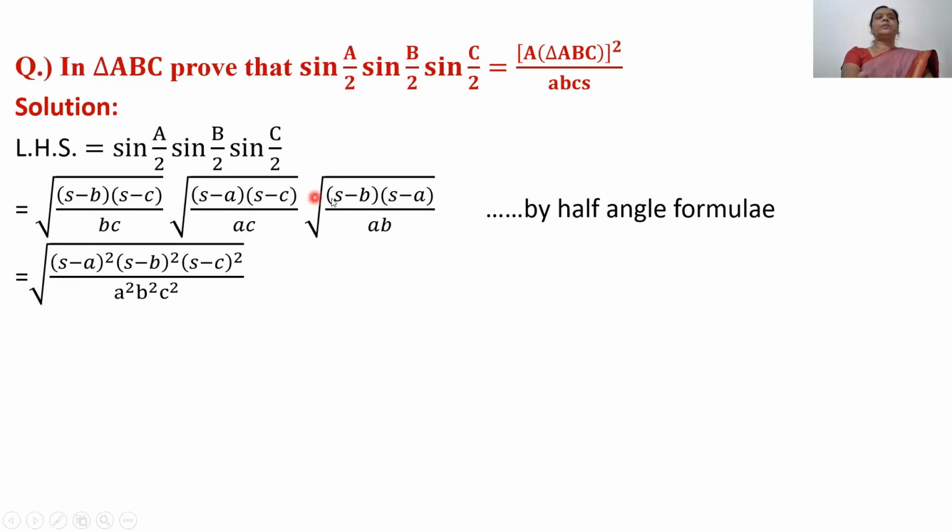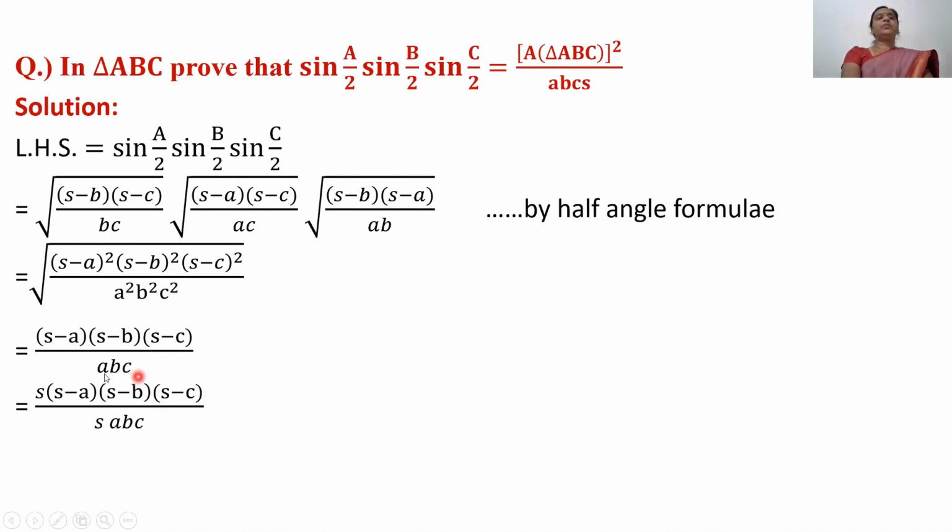This S minus B 2 times, S minus A 2 times, S minus C 2 times, therefore under root, or in the square root, S minus A square, S minus B square, S minus C square. Here A, B, C again come 2 times, therefore in the division A square, B square, C square. And if we take the square root, then this will be S minus A, S minus B, S minus C divided by ABC. Then we will multiply numerator and denominator by S, and we will get like this.